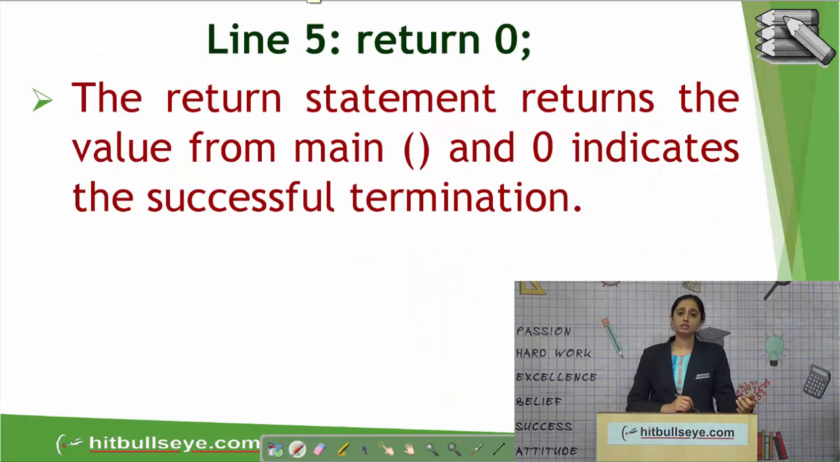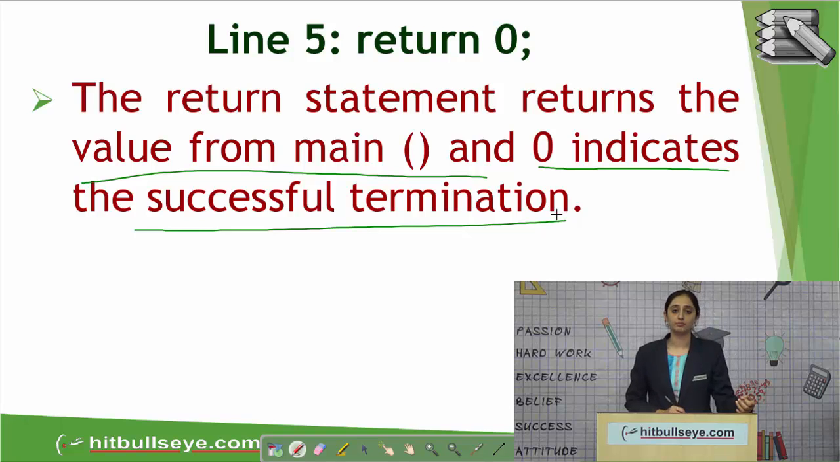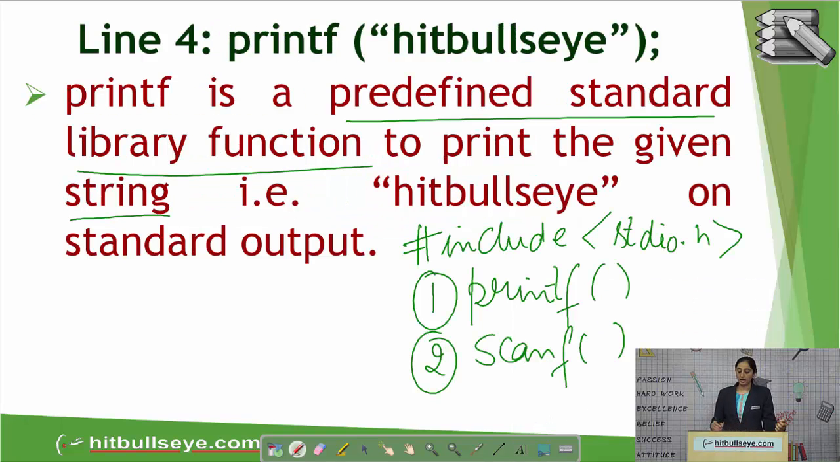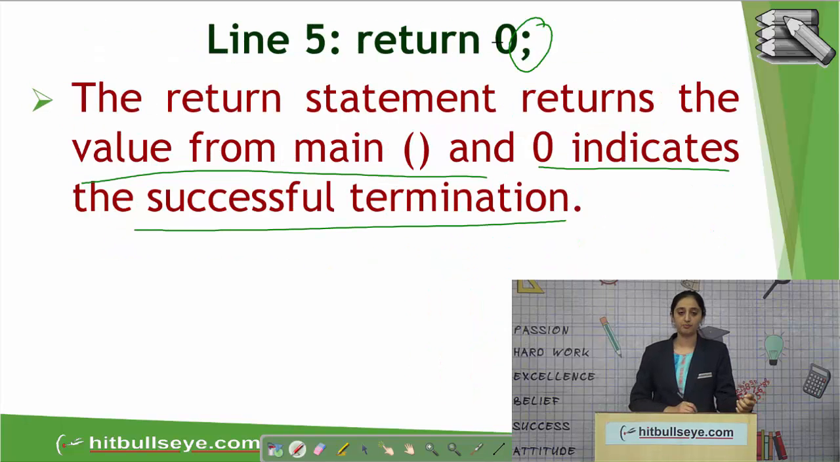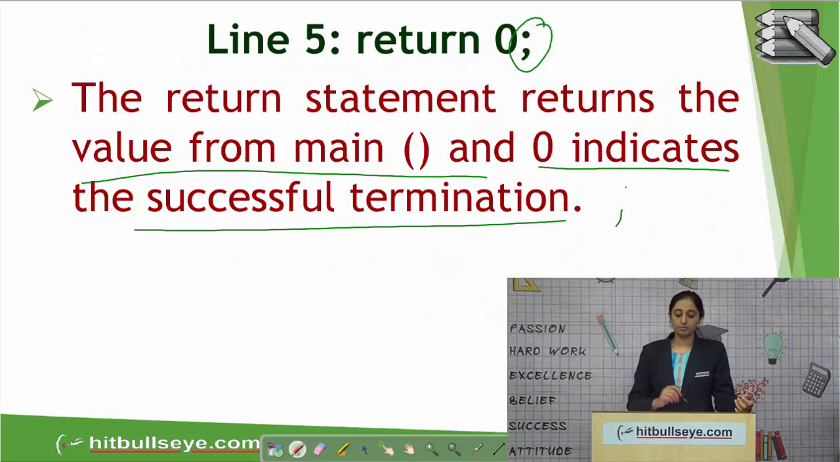Return 0. The return statement returns the value from the main function, and 0 indicates that it has a successful termination. Here it is noted that a semicolon is used in line 4 and in line 5. What is the use of this semicolon? Semicolon is used to terminate the statement and to terminate the program. For example, in line 4, this semicolon is used to terminate this statement, whereas in line 5, the semicolon is used to terminate the program.